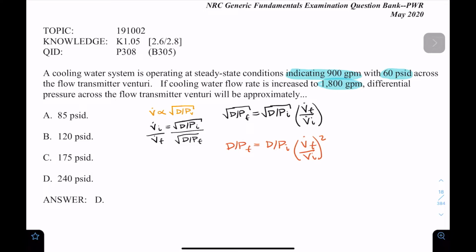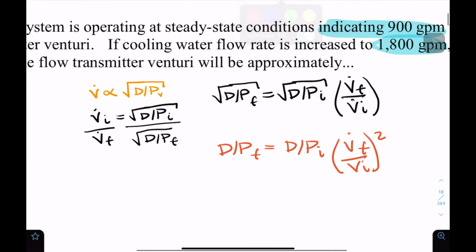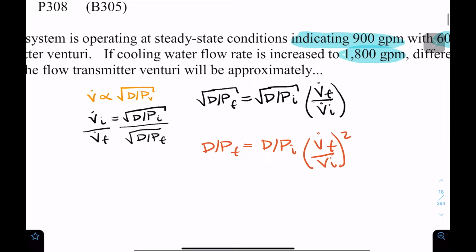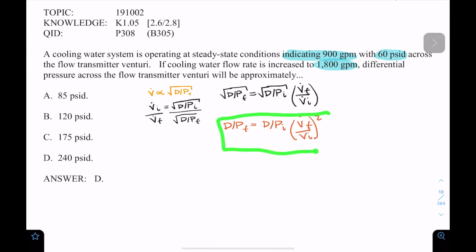So we need to derive a formula because we need to get the ratios, basically. So here, what we do is I'm going to make this bigger. We have my flow initial over my flow final, and my differential pressure initial over my differential pressure final. I rearrange and I'm going to end up with this formula because it's asking me about the differential pressure across the flow transmitter, right? So I need to know the differential pressure final. That's what I need to get from here.